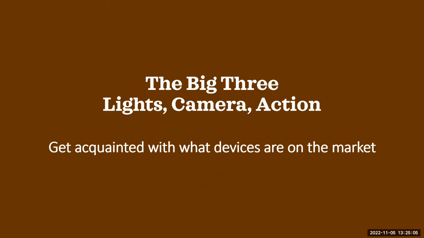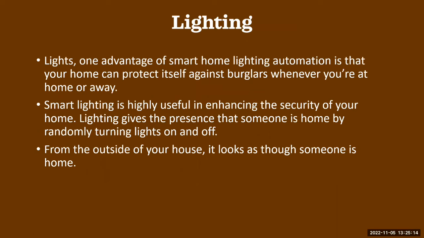The big three: lights, camera, and action. So we're going to get acquainted with what devices are on the market. Lights. One advantage of smart home lighting automation is that your home can protect itself against burglars whenever you're at home or away. Smart lighting is highly useful in enhancing the security of your home. Lighting gives the impression that someone is home by randomly turning lights on or off. From the outside of your house, it looks as though someone is living there.